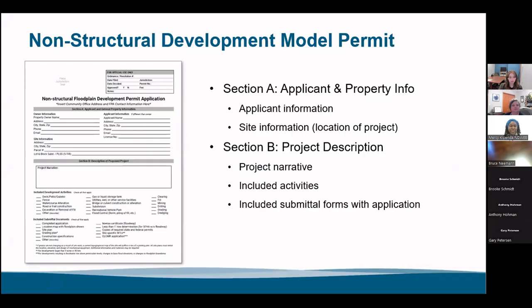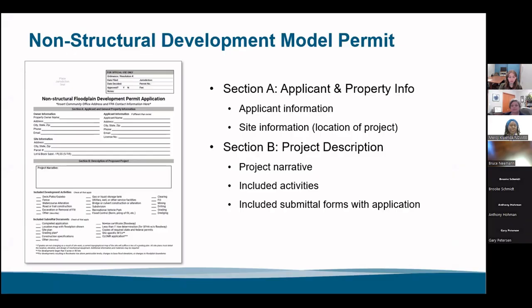We're going to go through the sections of this permit. Section A is the applicant and property info section. If the applicant is different from the owner, they need to fill in both the owner information and the applicant information. An applicant would be someone that the property owner has given permission to fill out the permit. You also need to fill in the site information, location of project, so that the floodplain administrator can counter-check using our interactive map to know where this development is taking place.